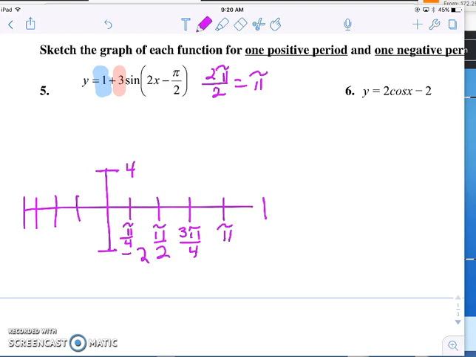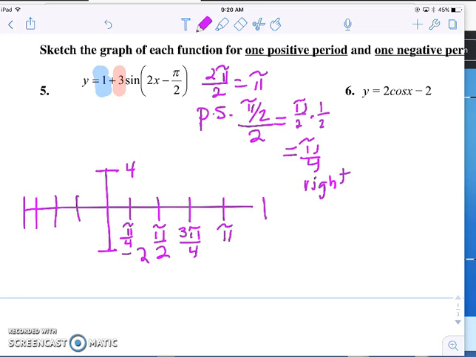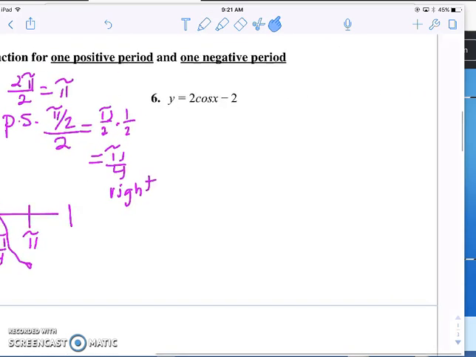But this has a phase shift. So our phase shift would be pi over 2 divided by 2. So that's pi over 2 times 1 over 2. So we have pi over 4 minus to the right. So sine normally starts here, but we got to shift it to the right, so it's going to start here, and then it goes up, so down, up, and we have our graph there.